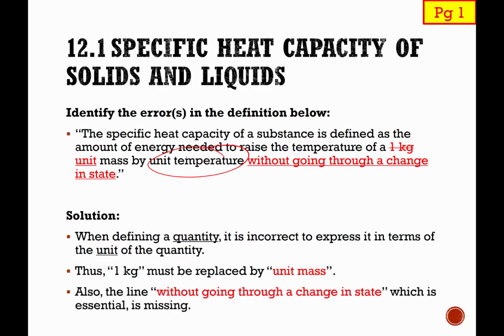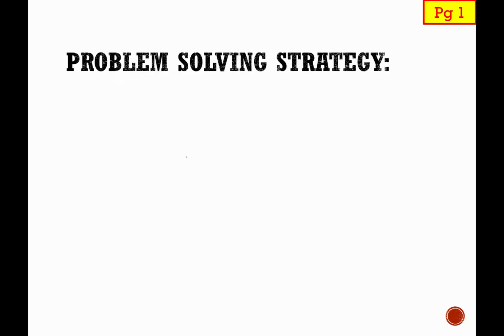Now, the second mistake is that the line without going through a change in state is missing. These few keywords are also essential for the definition of specific heat capacity. Okay, so now move on to problem solving.